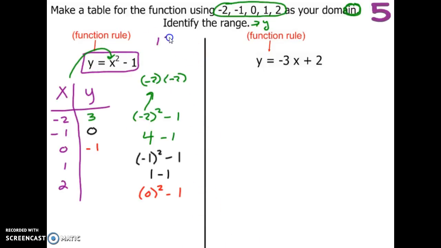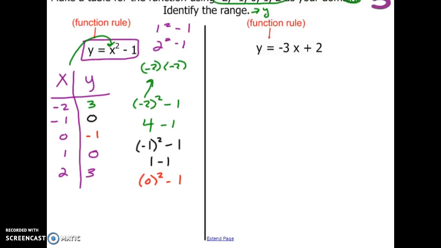1 squared is 1, and 1 minus 1 is 0. And then a 2. 2 squared is 4. 4 minus 1 is 3. So we made our table, and last it just says identify our range. So our range, our y values, we got out a 3, a 0, and a negative 1, because these are repeated. I don't need to list them twice.